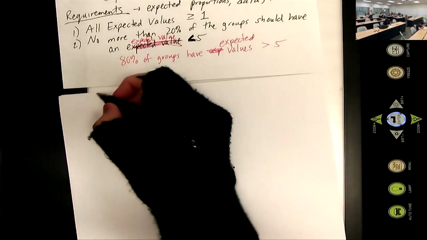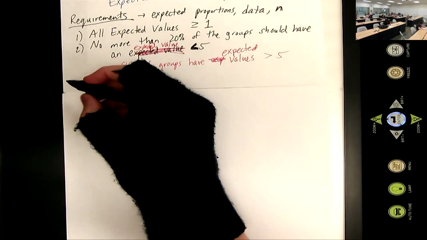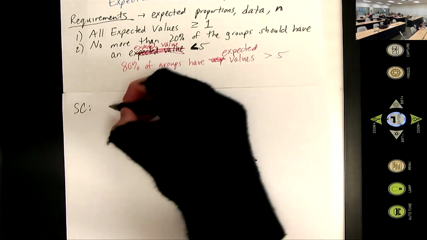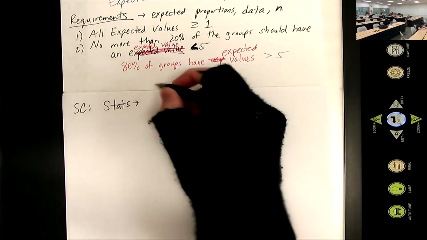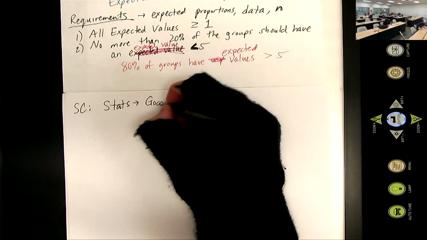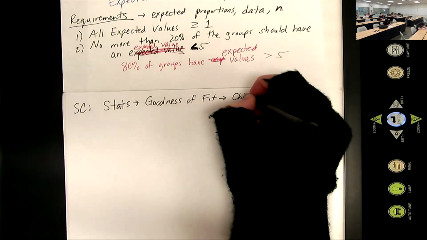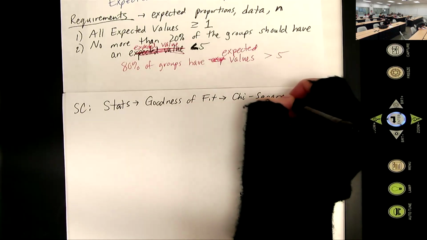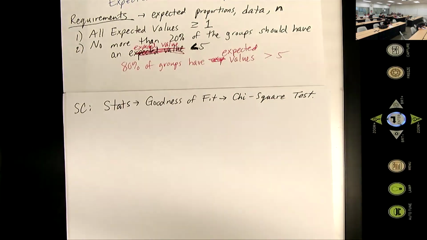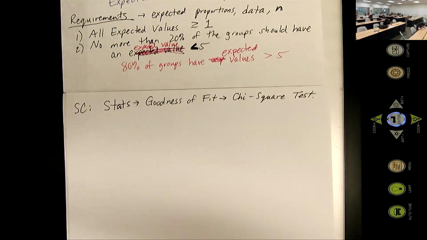Alright, so what do we care about? You care about a couple things, because you want your life to be easier. In StatCrunch, we're gonna do stats, goodness of fit. And then it's gonna say chi-square test. Which is very unfortunate because the 12.2 test is called the chi-square test for independence. I wish they didn't say chi-square here, because it's confusing to students. It's called the goodness of fit test.